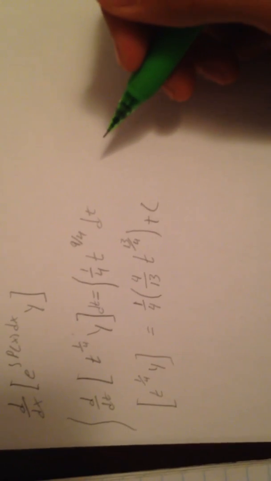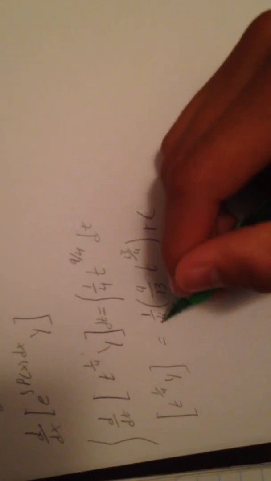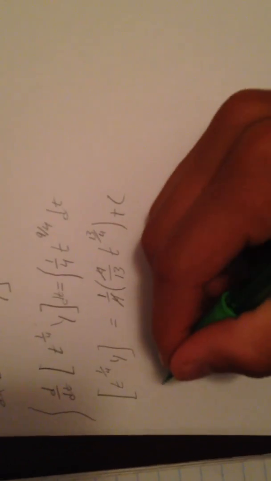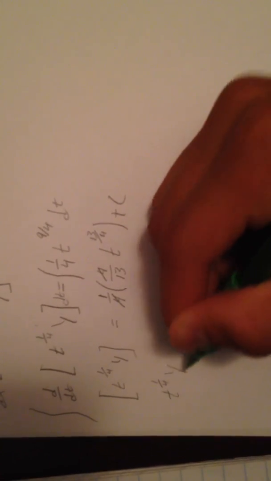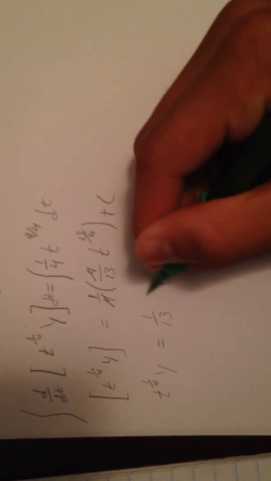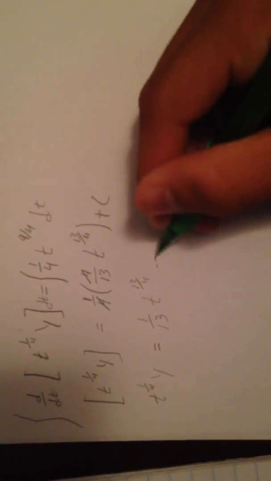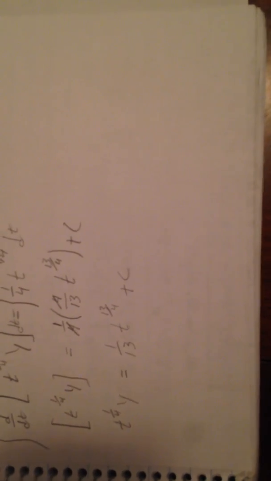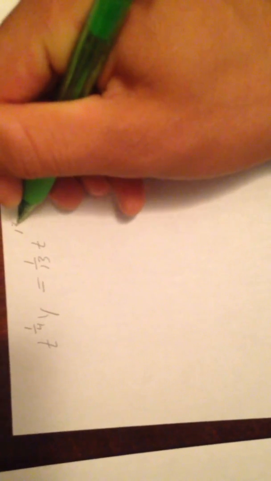And then from there, you can cancel out the 4's. You get t to the 1/4 y equals 1/13 t to the 13/4 plus c. Now I'm just going to remove this page to get more room. So at this step, I just reduced the right side down. I'm going to continue over here. I'm going to rewrite it. So we have t to the 1/4 y equals 1/13 t to the 13/4 plus c.